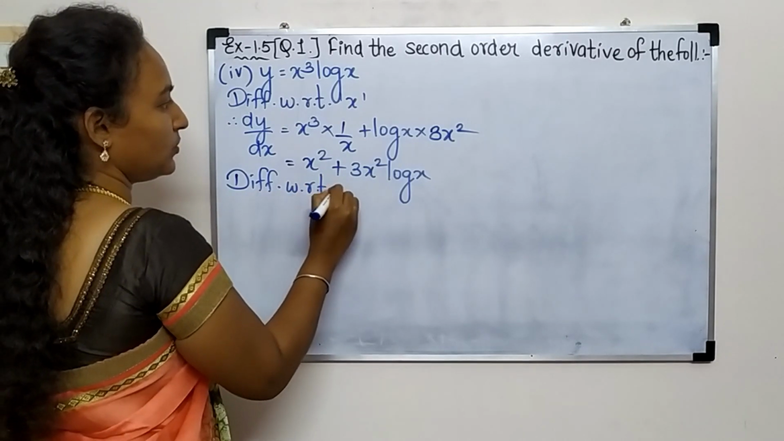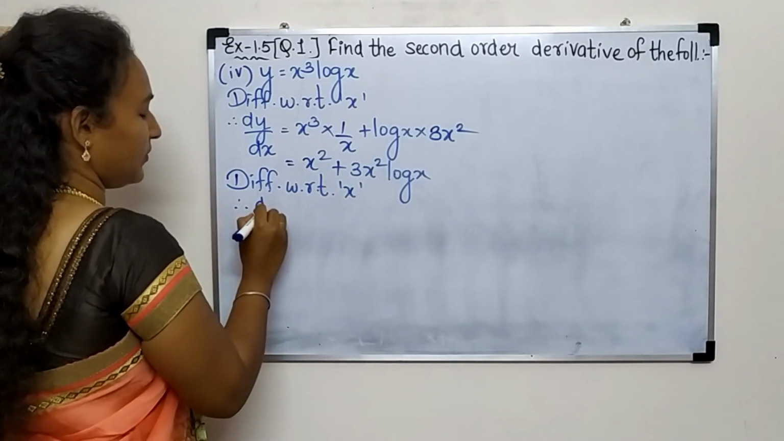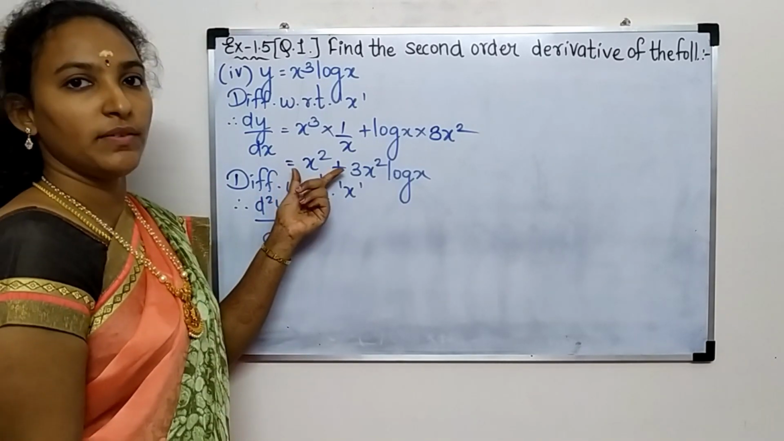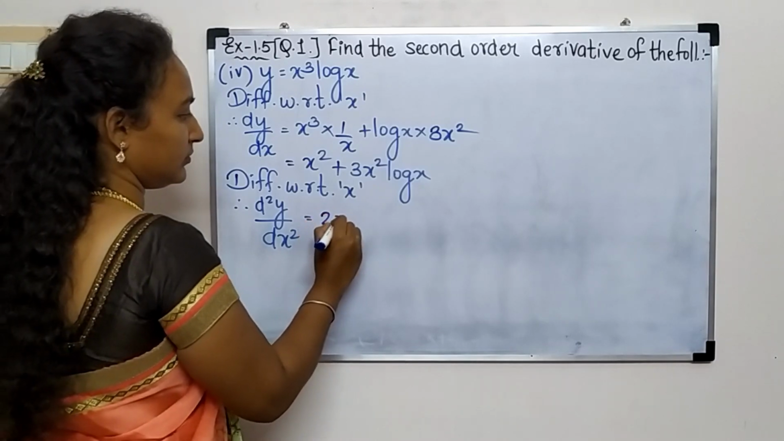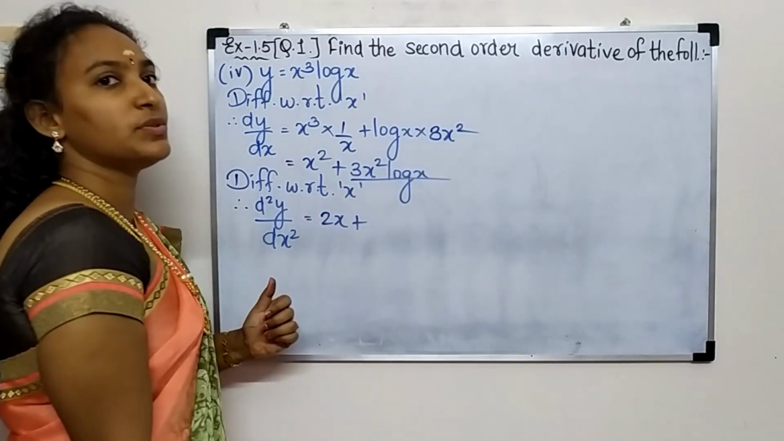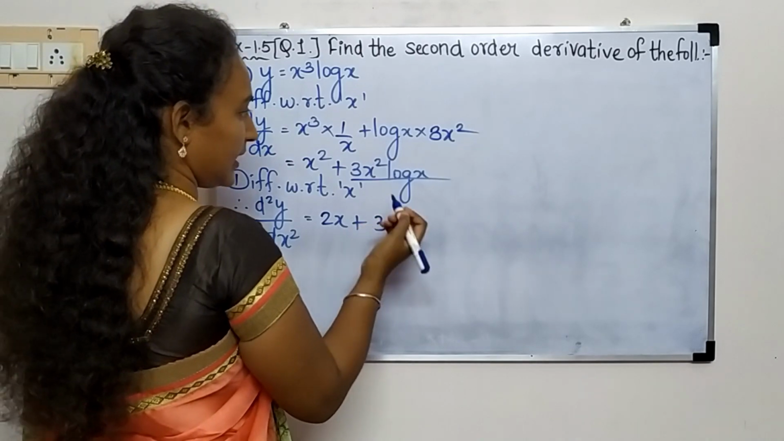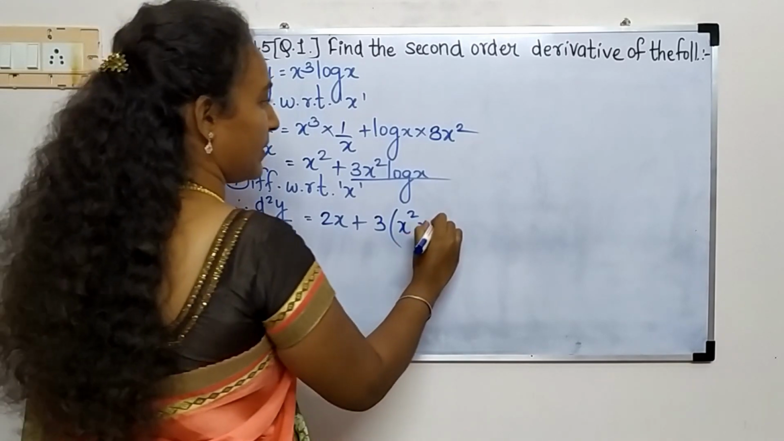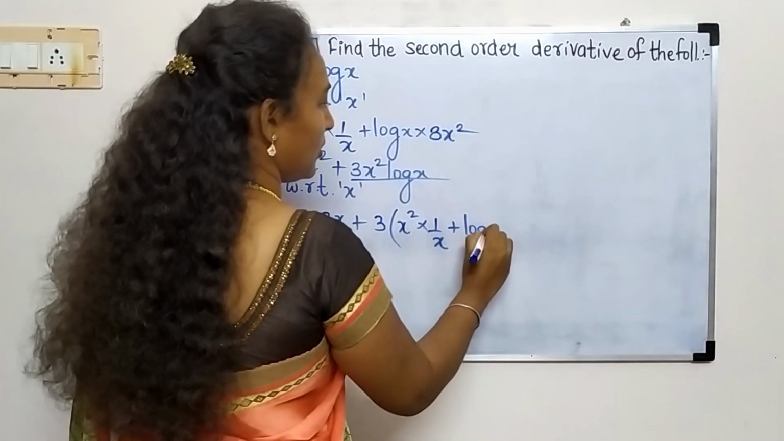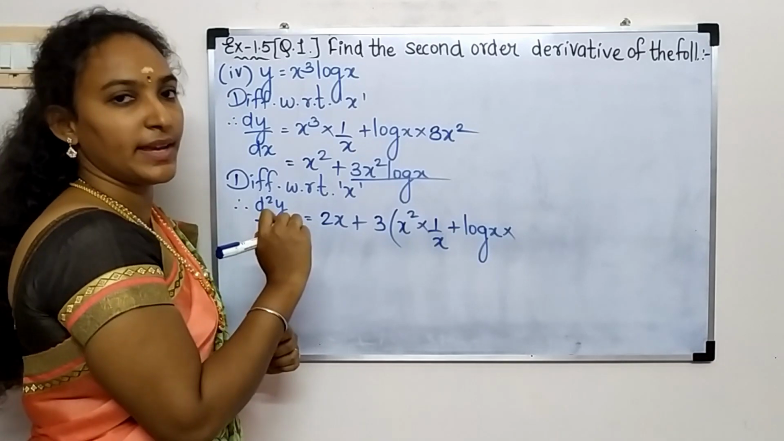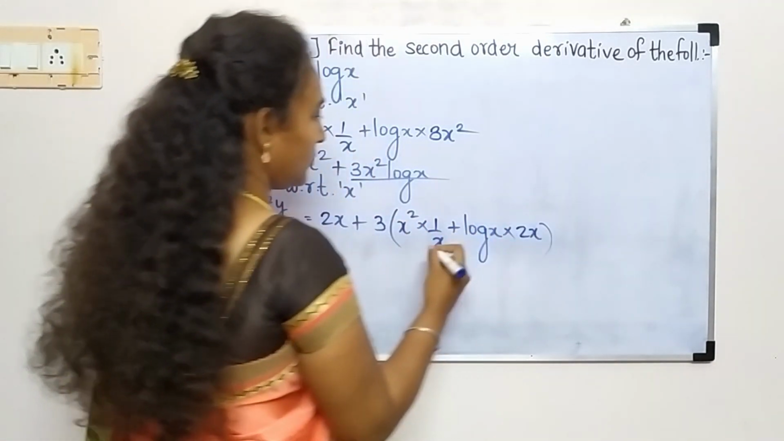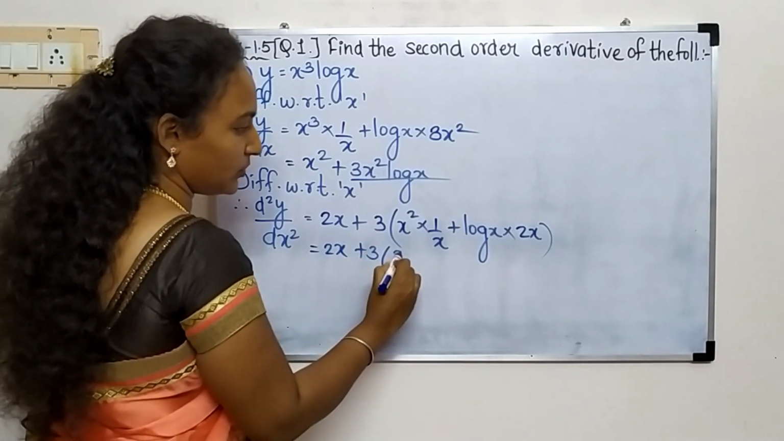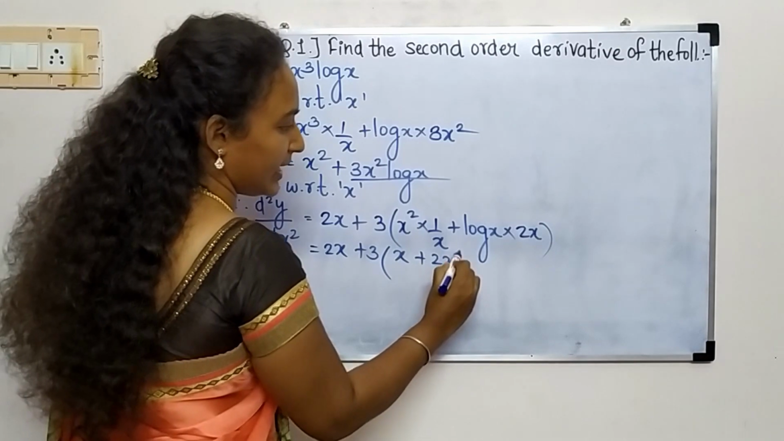Differentiate with respect to x again. Therefore, d²y/dx² is equal to, see, derivative of x² is 2x. Here we are going to use the product rule. So take 3x² into derivative of log x, which is 1 by x, plus log x into derivative of x², which is 2x. So your x is getting cancelled out. So we get 2x plus 3 into x plus 2x log x.